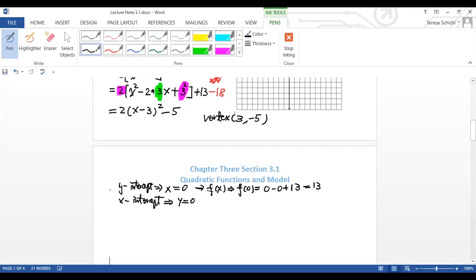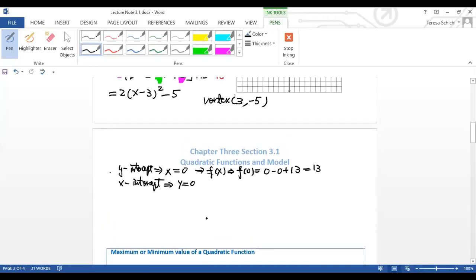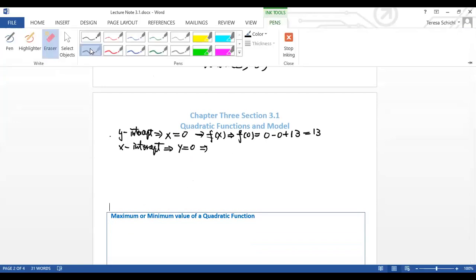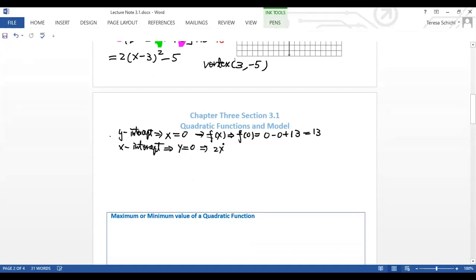So when you let y equal to 0, that means 2x squared minus 12x plus 13 is equal to 0. And sometimes you can factor, right? After you factor, you set each term equal to 0. That's your x-intercept. Unfortunately, this one we cannot factor.